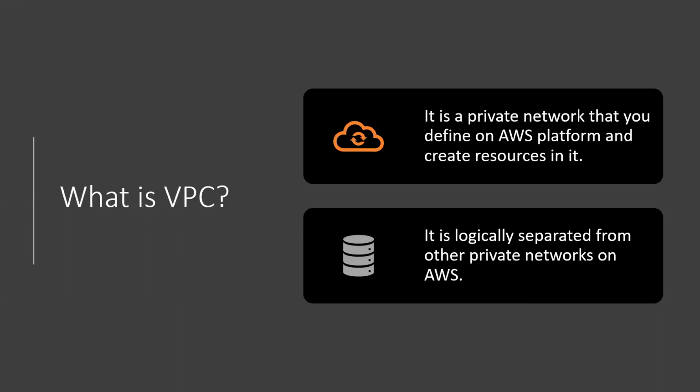Okay, so a VPC is a private network which you define on the AWS platform. You use it for AWS, and then you create your resources in it. Resources could be RDS, S3, EC2, or your database. Anything you create there, you access those services within that private network.